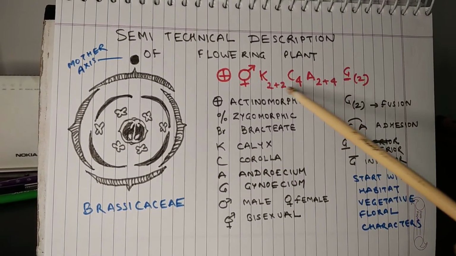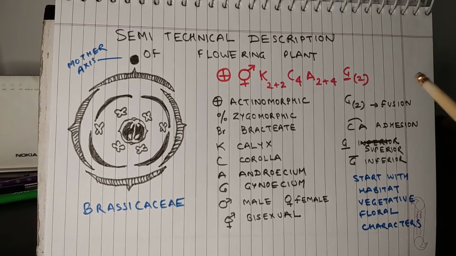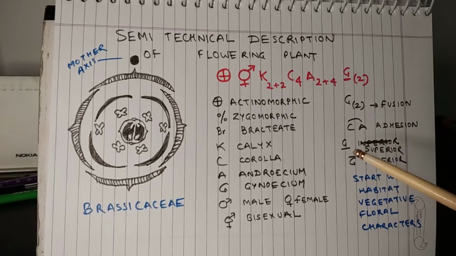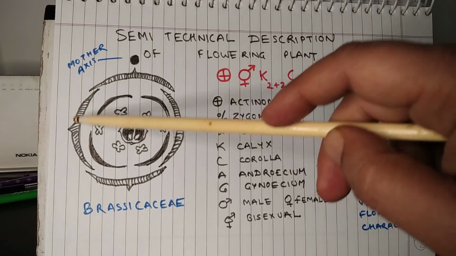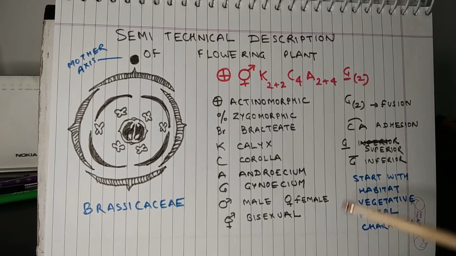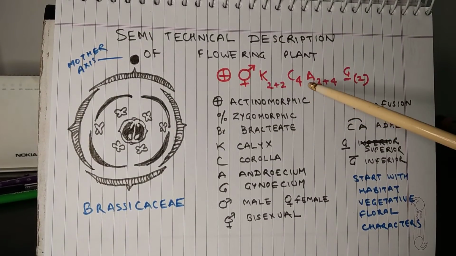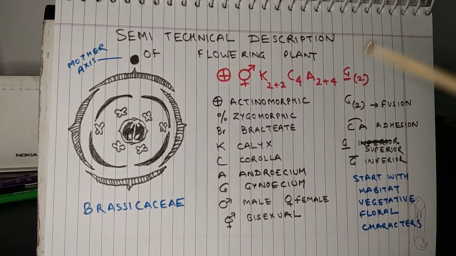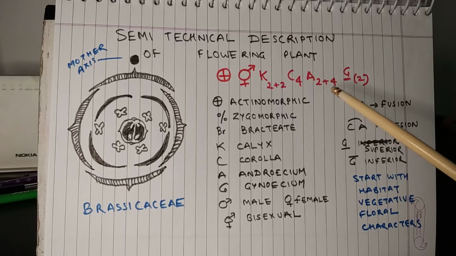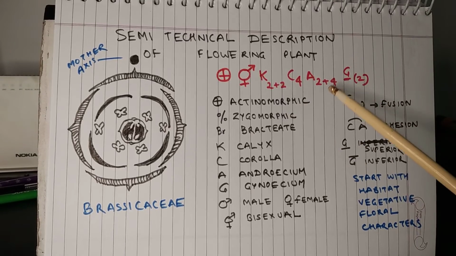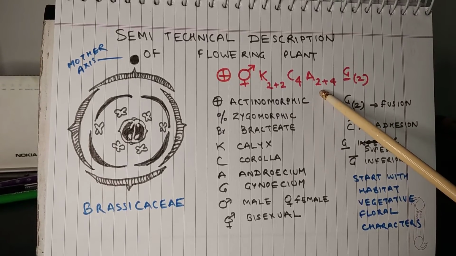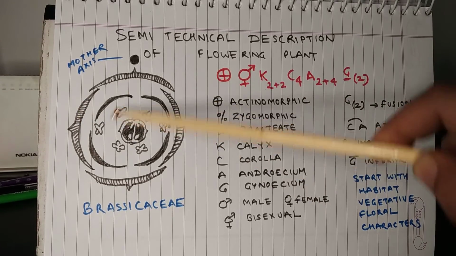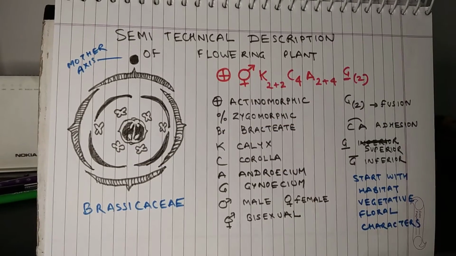Calyx is 2 plus 2. So there are 2 whorls. The outer whorl has 2 sepals, and the inner whorl has 2 sepals. So these 2 are outermost, these 2 are inner whorls of the sepals. C4 means there are 4 petals in the corolla: 1, 2, 3, 4. A 2 plus 4 means that there are two whorls of stamens, and the outermost whorl has 2 stamens, and the inner whorl has 4 stamens. So these are the 2, and these are the 4 stamens.